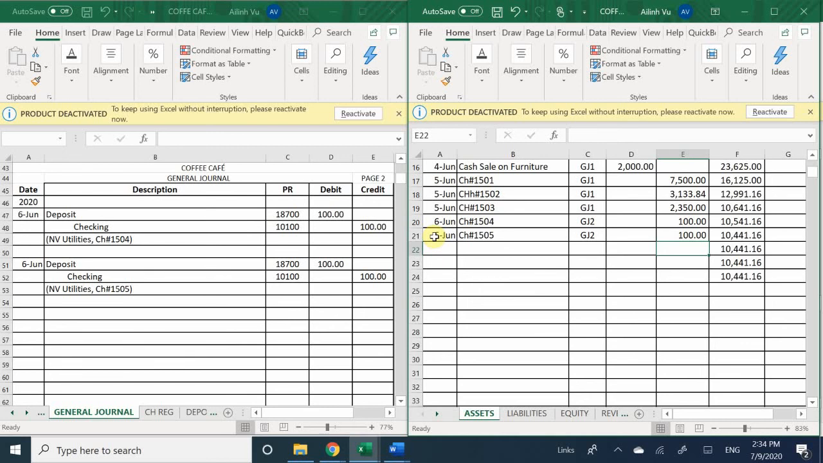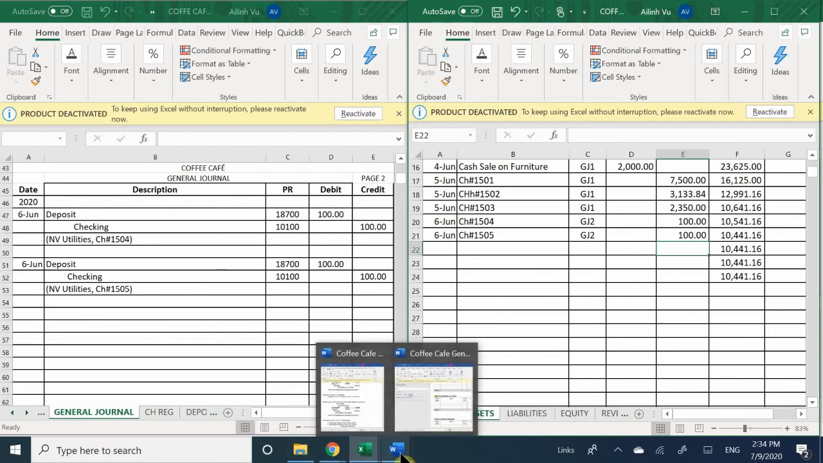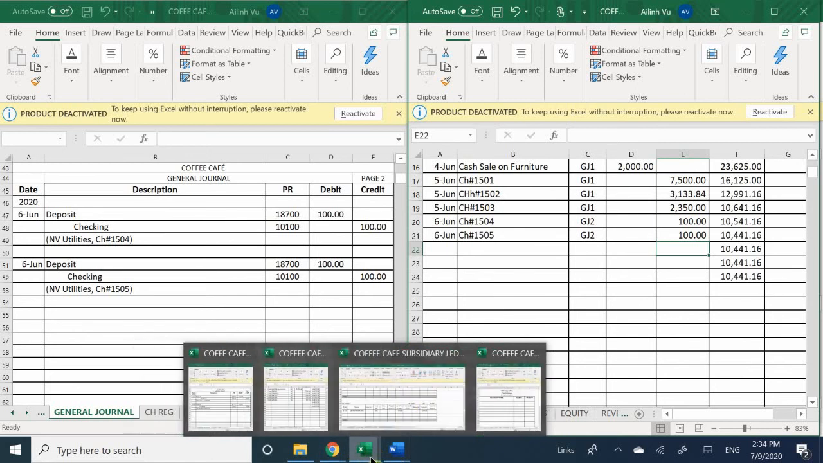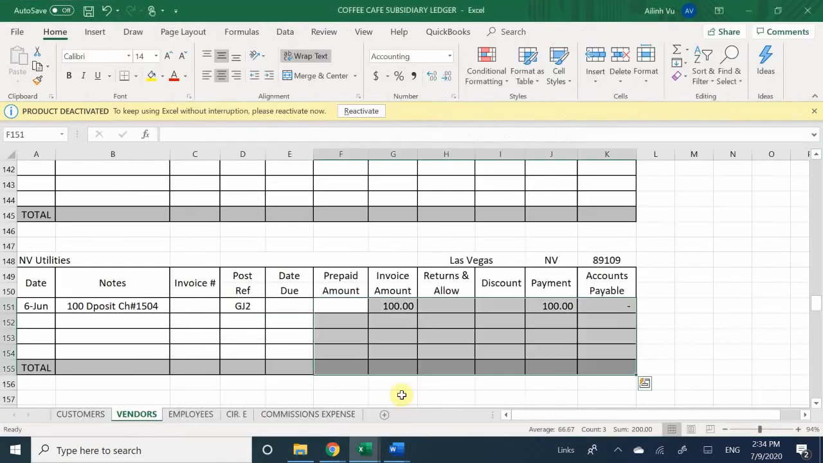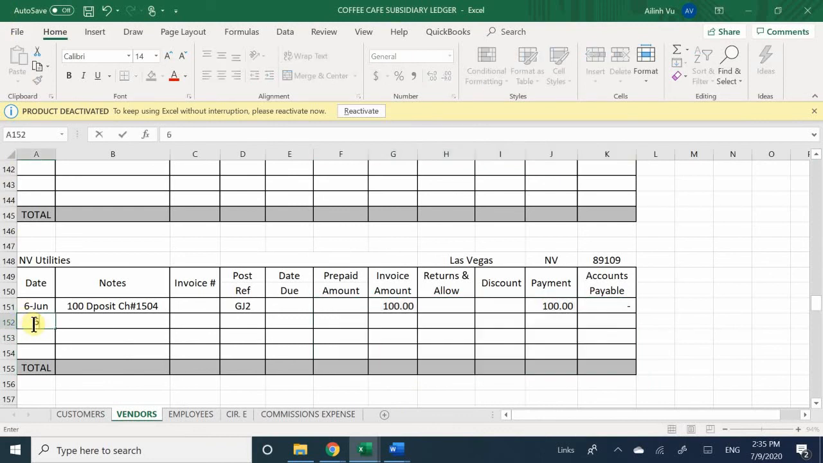Okay. Is everyone caught up? Yes. Okay. So then where do we need to go after this? Subsidiary ledger, yes. We need to update Mr. NV Utilities over here to let him know that we paid a deposit.